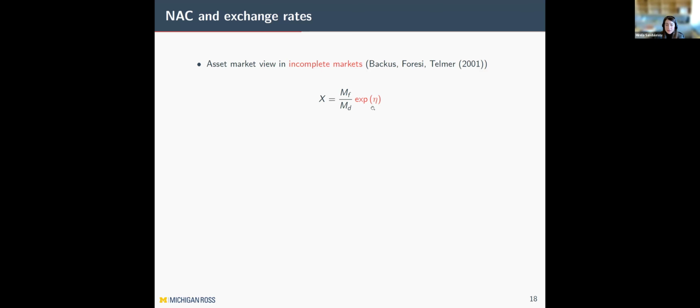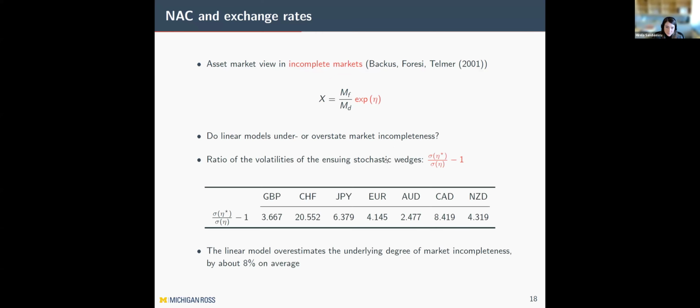Right, so intuitively, you can think that if markets are complete, the stochastic wedge is going to be exactly 0, right? So if you were to look at its volatility, it would also be 0. In incomplete markets, the more volatile this wedge is going to be, this is going to be a symptom of market incompleteness, right? So what we are going to do, we are going to extract the stochastic wedge both for the linear model and for the nonlinear model, and we are going to look at the ratio between their volatilities. Why? Because we want to answer the question of whether or not linear models are going to understate or overstate market incompleteness.